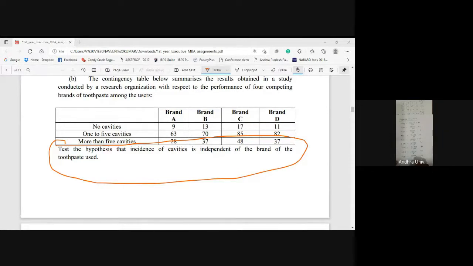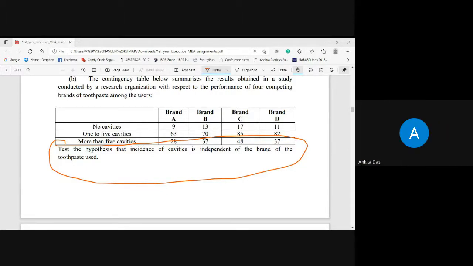150 into 120 by 500. Okay, 36. E of 48. 150 into 150 by 500. Okay, 45. So E of 37. 150 into 130 by 500. Okay, 39. So if you observe, all expected frequencies are over 5, na?